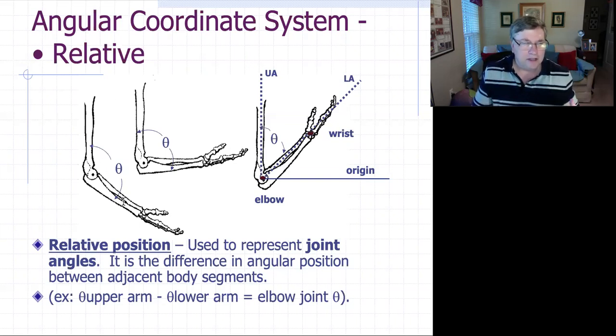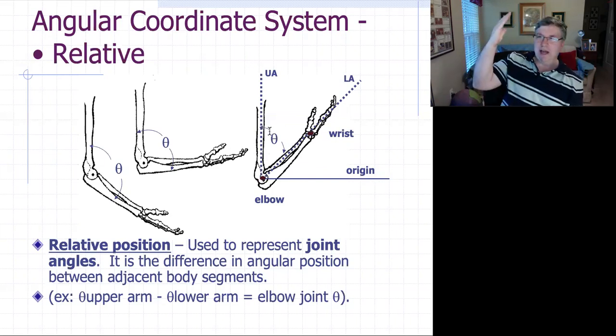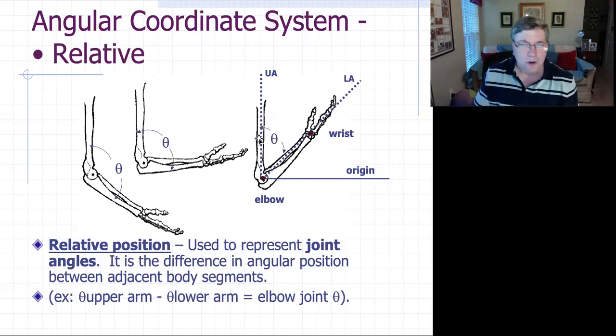In this example, let's start on the right because we have this kind of nicely set up and defined. So here's my elbow joint. Here's the origin. Here's the joint I want to calculate. So remember, as that joint angle closes, we want to measure that joint angle on the inside. So we're going to take the difference between the position of the upper arm and the lower arm.